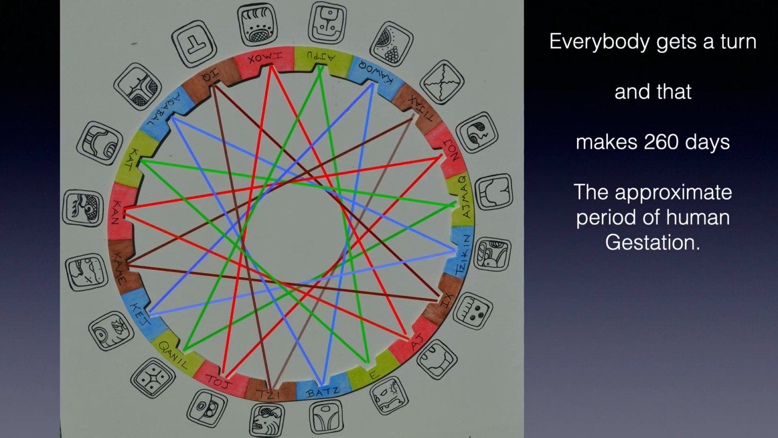Now, everybody gets a turn, and that makes 260 days, because 13 and 20 is 260, so that's why it's taught that way. The 13 numbers are the 13 major joints in the human body. That makes it pretty easy to remember. You can count them anytime. Ankles, knees, hips, wrists, elbows, shoulders, and the head is the 13th. And the 20 days are the 20 fingers and toes. So nothing could be simpler to teach a child, and it's also very basic scientific knowledge.